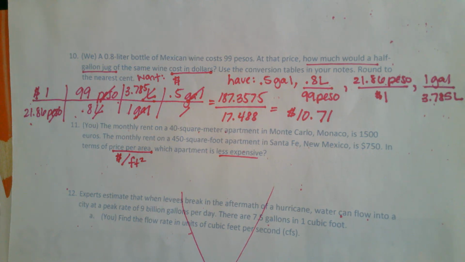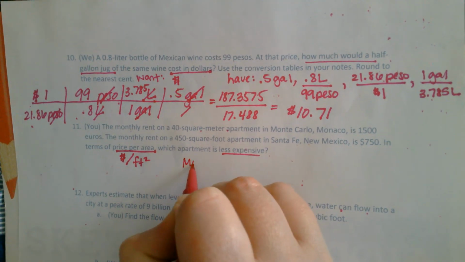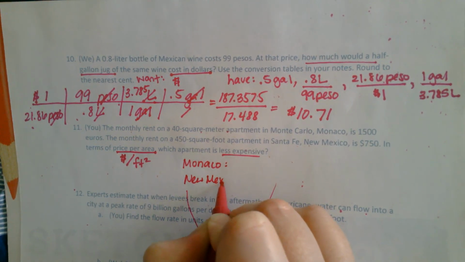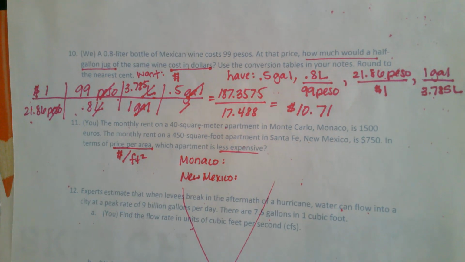So you can do that one, just compare. You're going to find Monaco's, and then you're going to find New Mexico's, and tell me which one is cheaper.